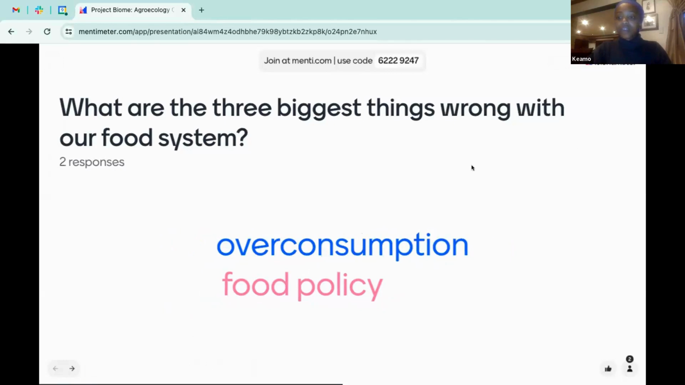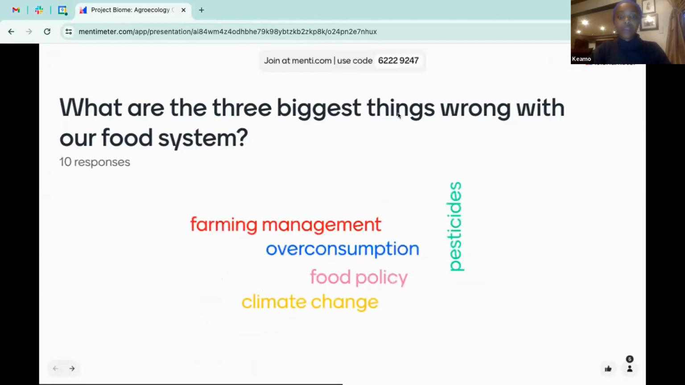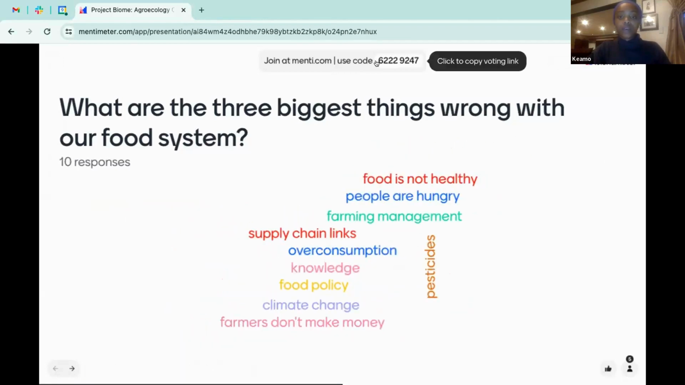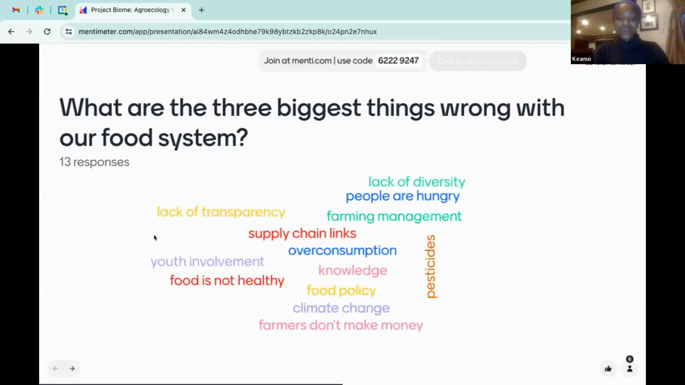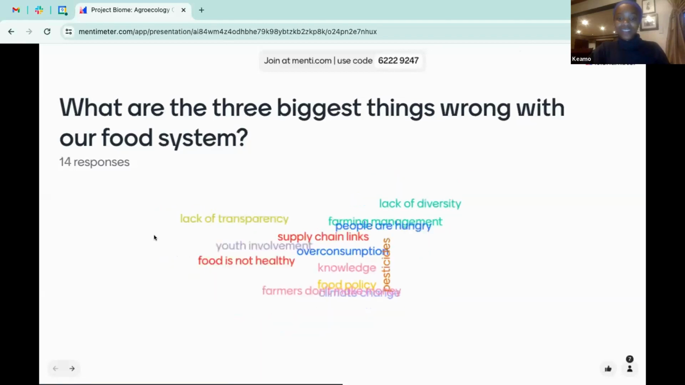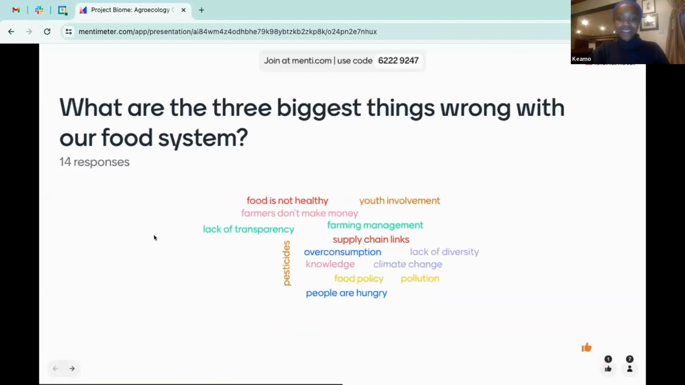If you have any trouble using Mentimeter, if you're using it from your mobile phone, you may be prompted to use a code. The code is available just here at the top of the page. So it's 622-9247. And that should also give you access if you are having any trouble. But the responses are coming in like rapid fire.